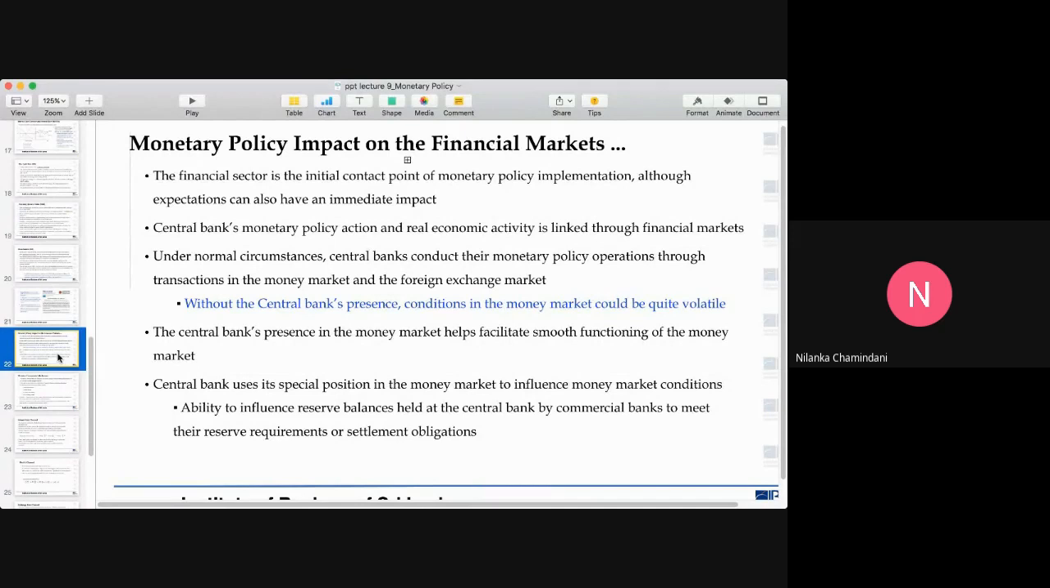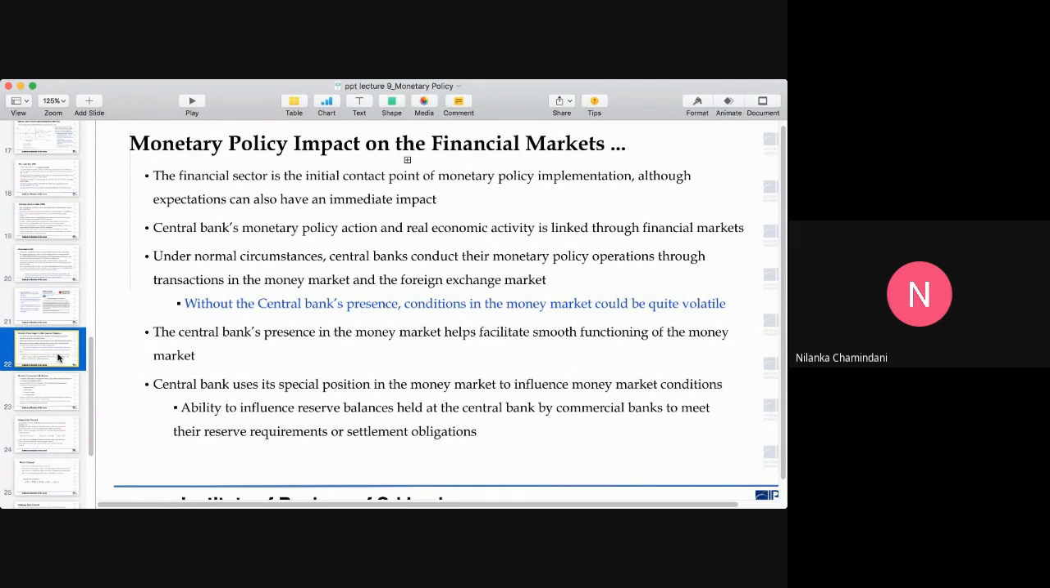Under normal circumstances, the central bank conducts its monetary policy operations through transactions in the money market and the foreign exchange market. As we know already, without the central bank's presence, conditions in the money market could be quite volatile. When the central bank does not intervene in the market, the money market rates, and even the exchange rates, will be purely determined by supply and demand forces. So the central bank always tries to minimize the volatility in these markets.